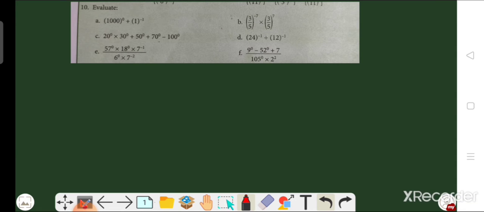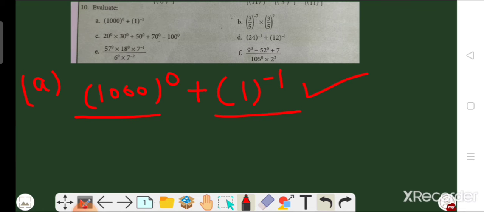Okay, so look at the A part. A part is 1000 raised to the power 0 plus 1 raised to the power minus 1. Firstly we have to evaluate this. Firstly we will solve this part and then this part.